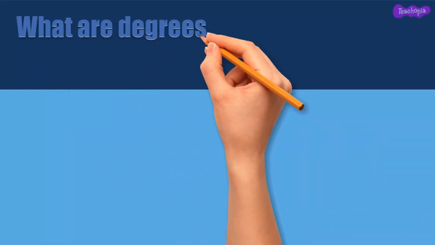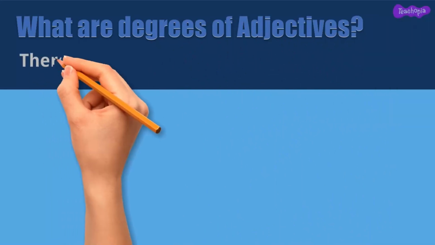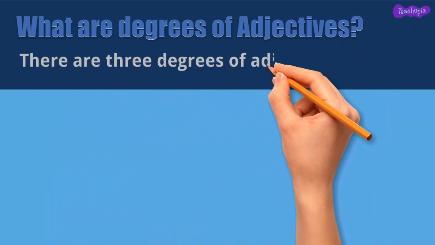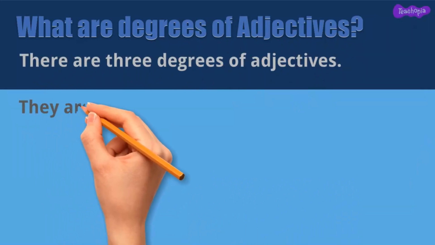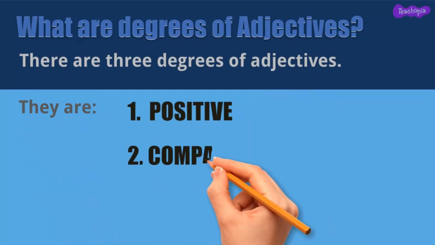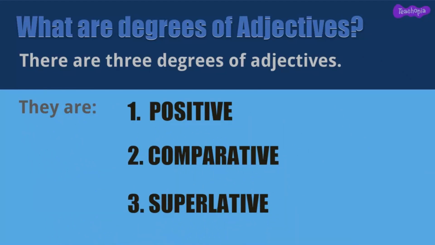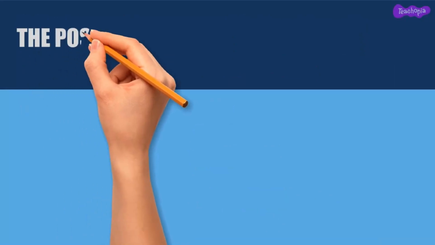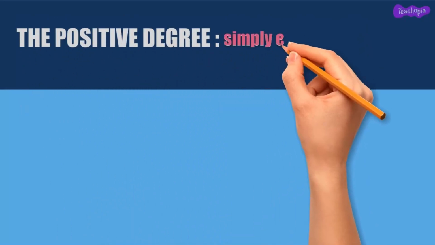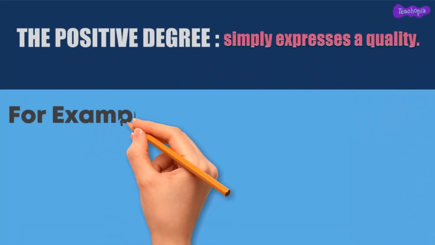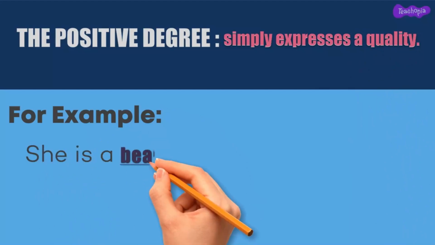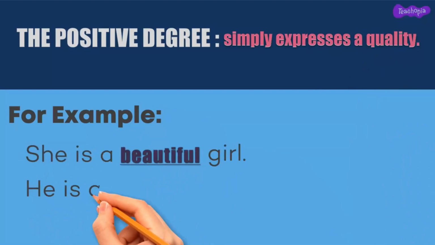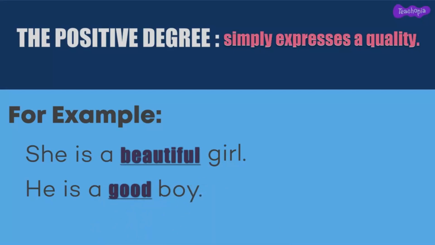What are degrees of adjectives? There are 3 degrees of adjectives, namely positive, comparative, and superlative. The positive degree simply expresses a quality. For example, she is a beautiful girl. He is a good boy.